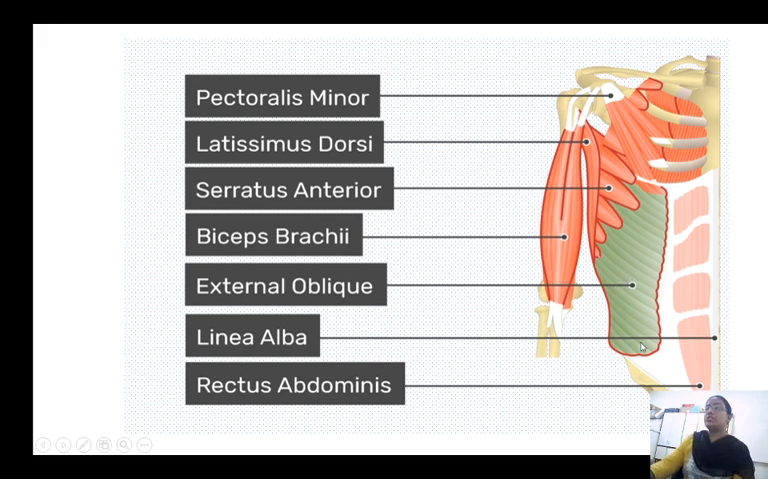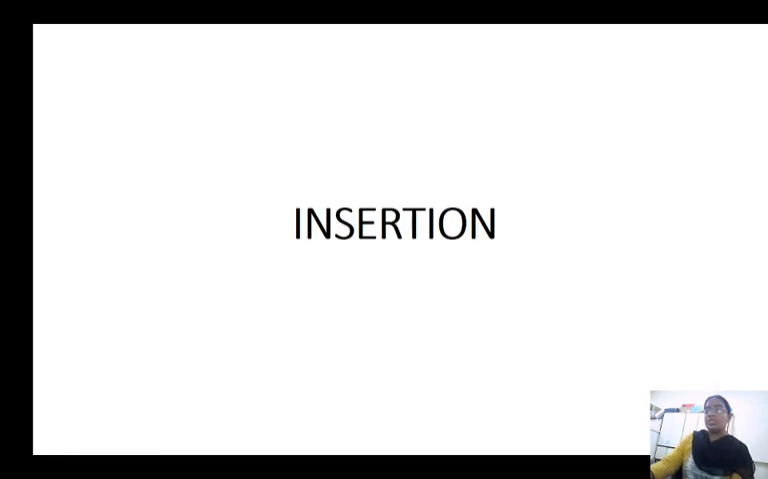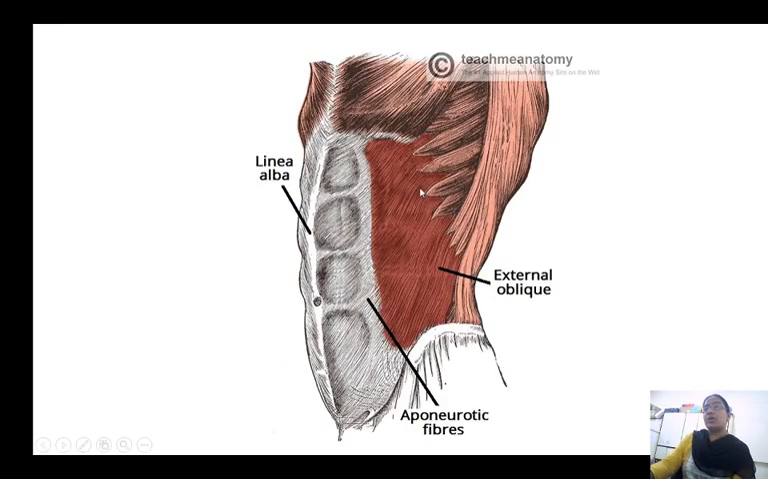These are the few points of the origin that you have to remember. After the origin, next is the insertion of the muscle. The external oblique comes from the outer borders of the ribs. These are the posterior fibers and these are the anterior fibers of the external oblique. The posterior fibers, which are the fleshy fibers, come vertically downwards and insert into the iliac crest. What you are seeing is the iliac crest.